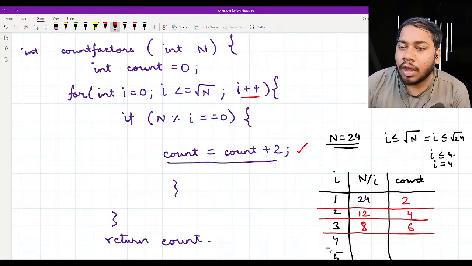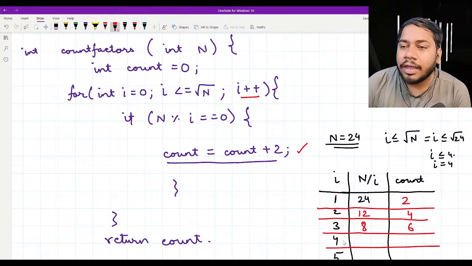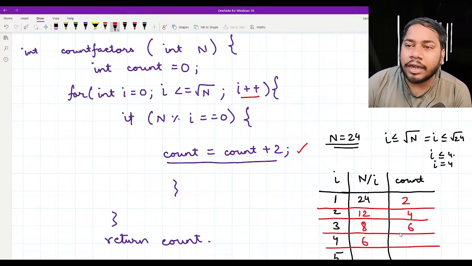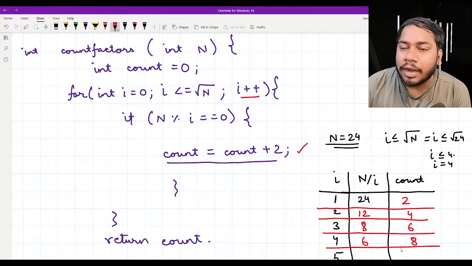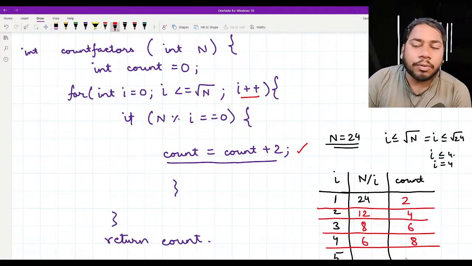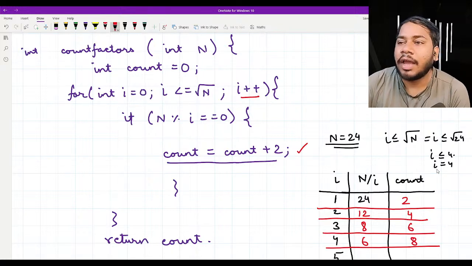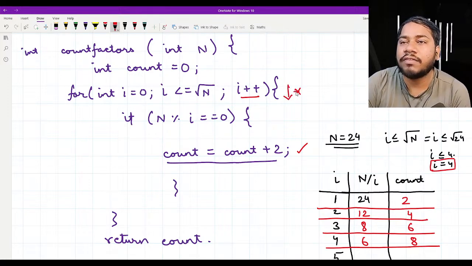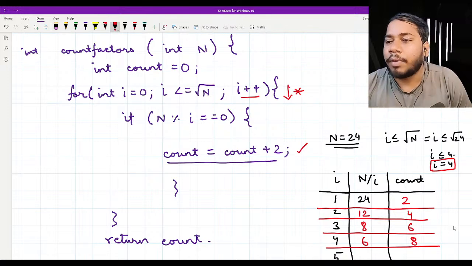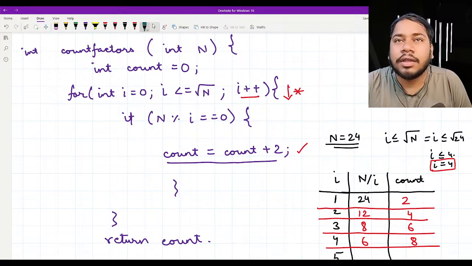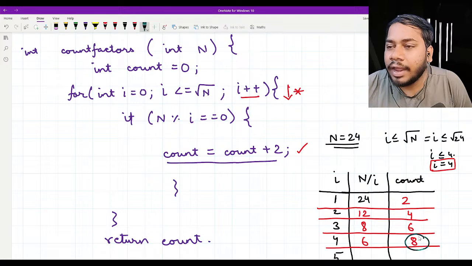Understood? Again increment I, and I is 4, then n by I will be 6. So again we are getting two factors. So again increment the count by 2. Do I plus plus, it is 5, and 5 is greater than 4, so it will not go inside, so it is done.